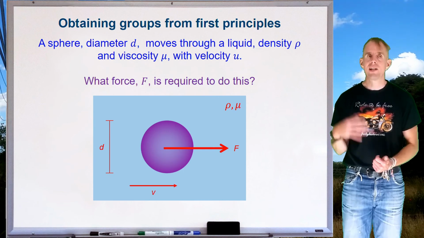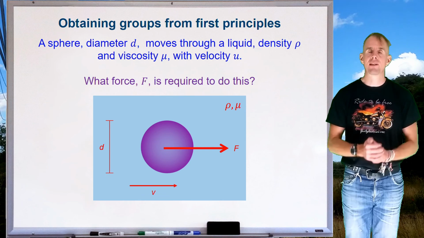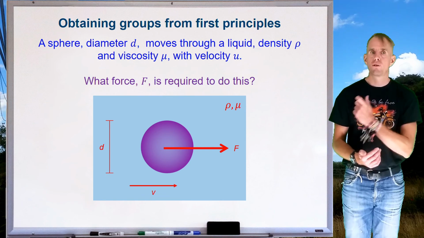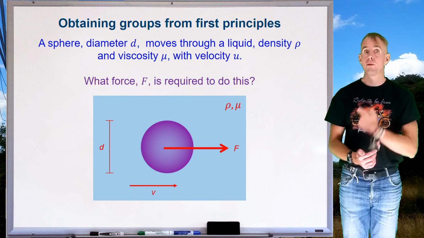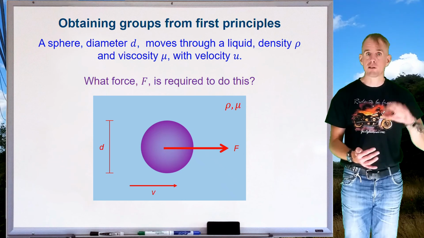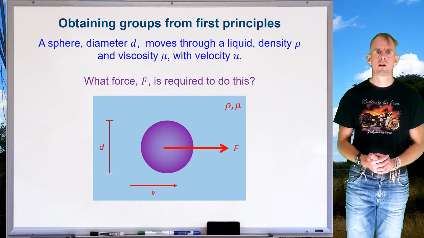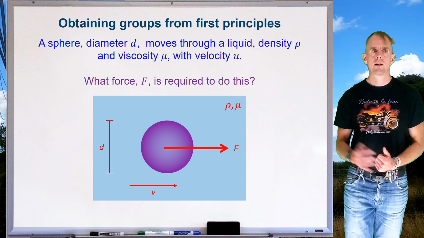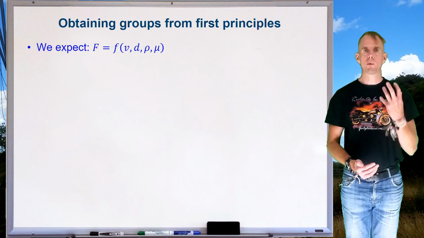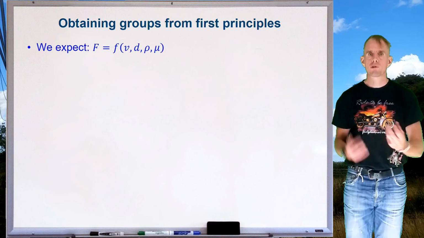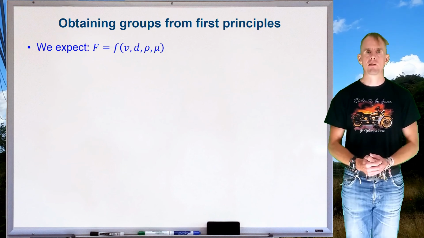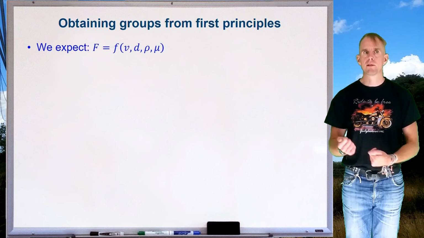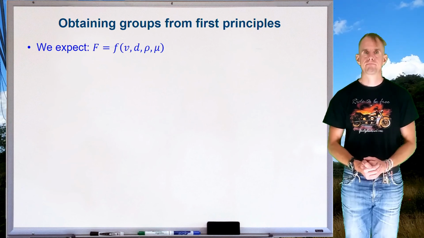Now, using your insight on page 35 of the data book, you will be able to find two groups very quickly that we can use to solve this problem. But we're going to forget our insight. So we're going to break this process down into a number of steps. Step one is to say, right, we want to find force. That force has to be a function of the other parameters in the problem: velocity, diameter, density, viscosity.